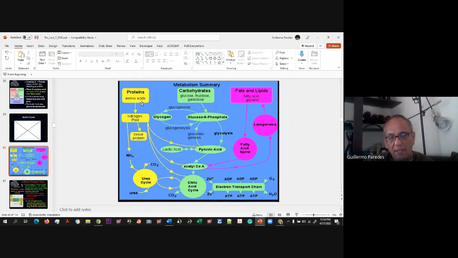If you see the line here, proteins can turn into pyruvic acid. And why do I say proteins can turn into glucose? Because when proteins get into pyruvic acid, it can turn into glucose again, because it's a reversible reaction. The proteins can go directly to acetyl-CoA as well, and directly to the Krebs cycle. So proteins are very much used for energy when you deplete the fats and the carbohydrates.